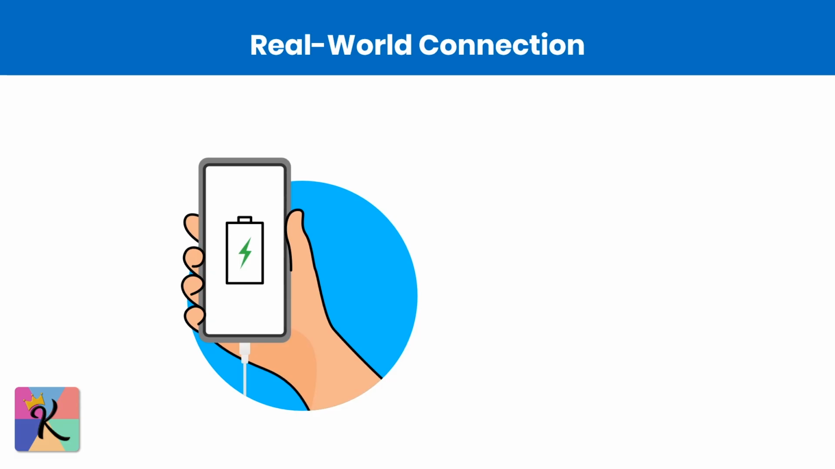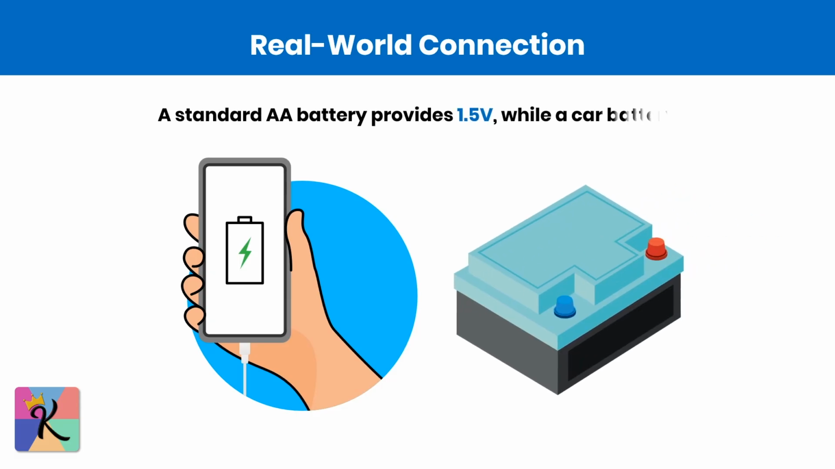Real-world connection. Everyday examples of voltage include batteries in your phone or car. A standard AA battery provides 1.5 volts, while a car battery delivers 12 volts to power the ignition system.